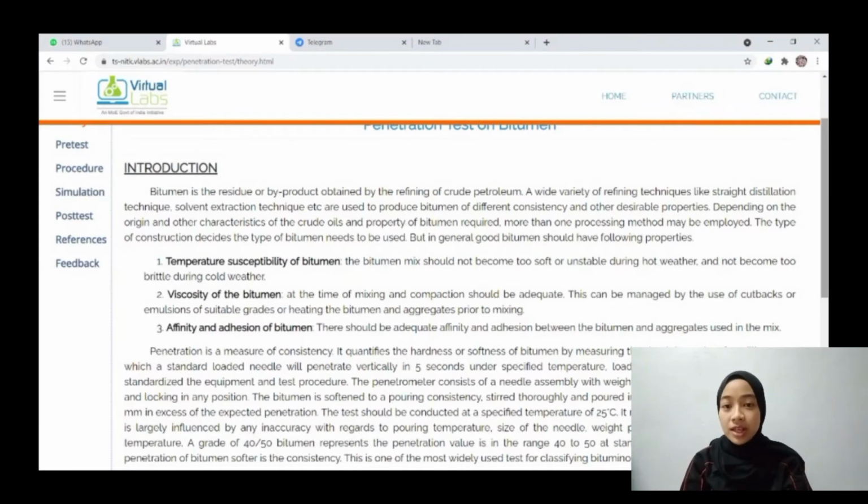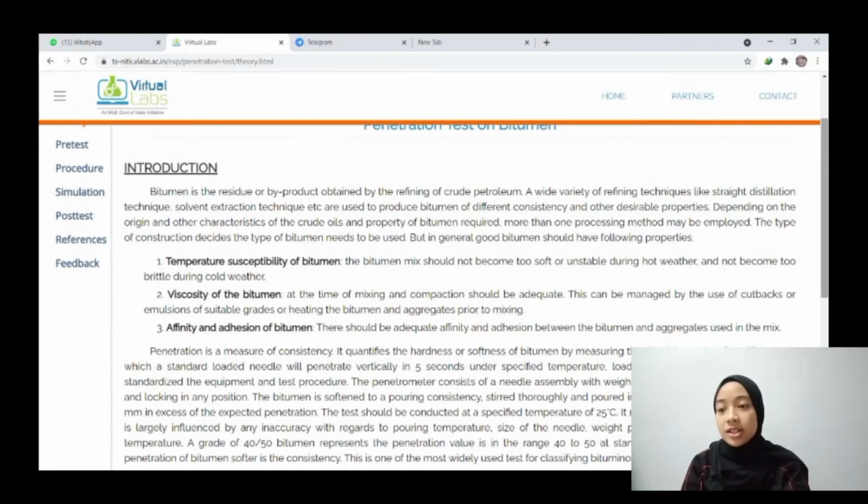So now I will present about the procedure and simulation step by step. The introduction of the penetration test of bitumen: bitumen is the residue or byproduct obtained by the refining of crude petroleum. A wide variety of refining techniques, like straight distillation technique, solvent extraction technique, and etc., are used to process bitumen of different consistency and other desirable properties.